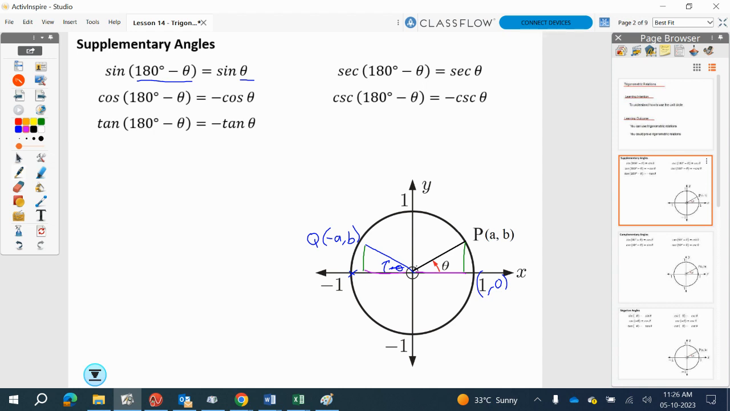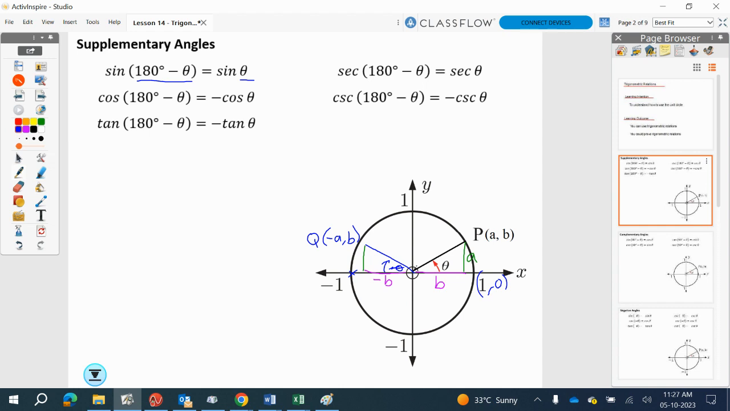That short side has the length A. That longer side has the length B. And obviously, if we're drawing it in this direction, in the vector space, it becomes negative B. So now we've got our diagram drawn. We can use this diagram to create our proof.